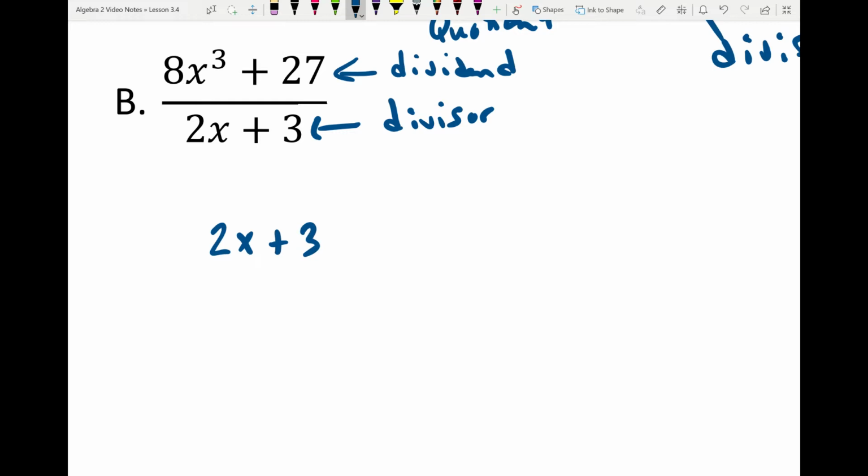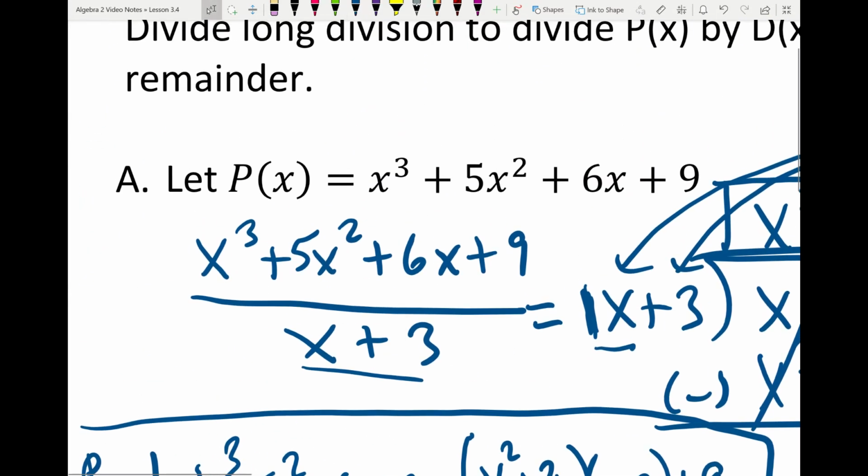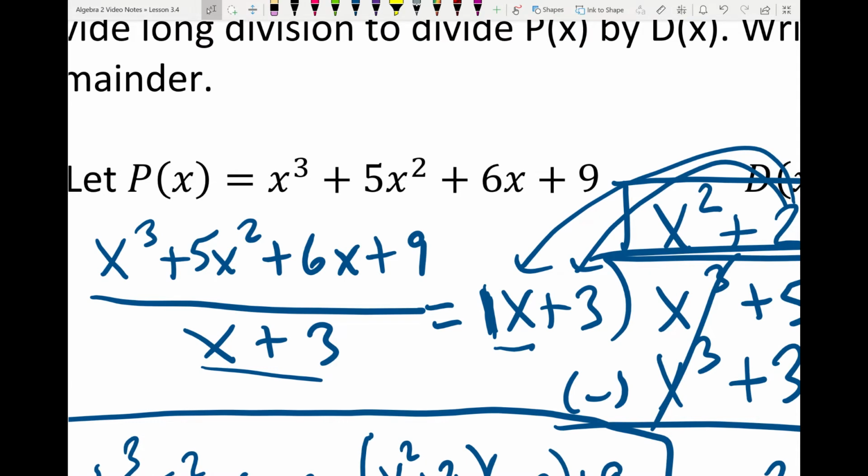Okay, so that goes on the outside of the table, right? Now notice that in the previous problem we had all the powers in order: 3, 2, and 1. So if you're missing any powers, you want to make sure that when you do this division problem you include all the powers in between. If you're missing a 2 power or a 1, make sure you include those.